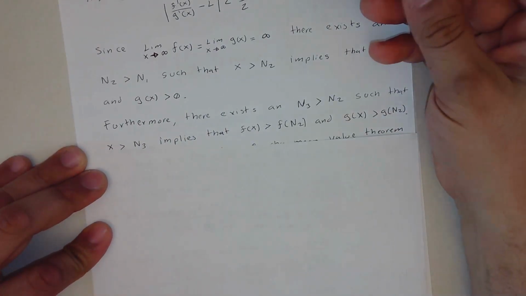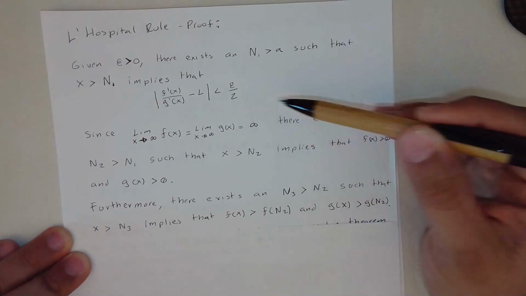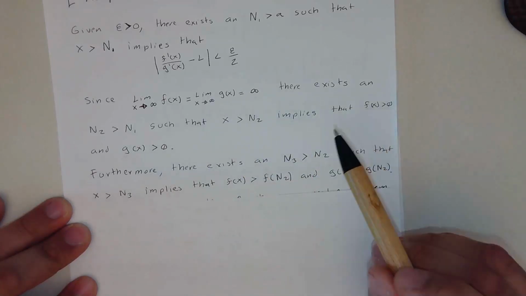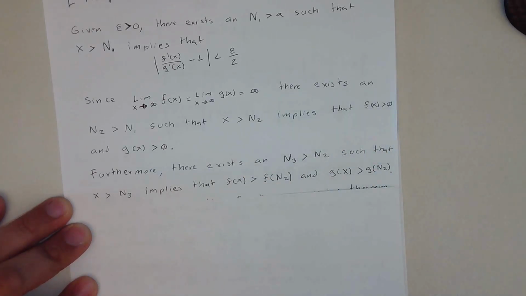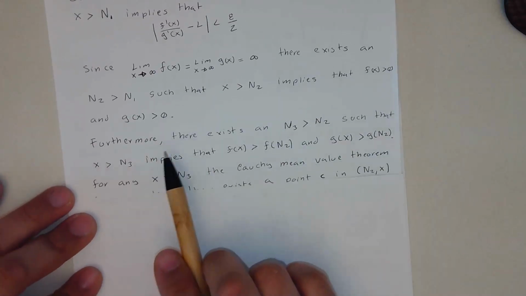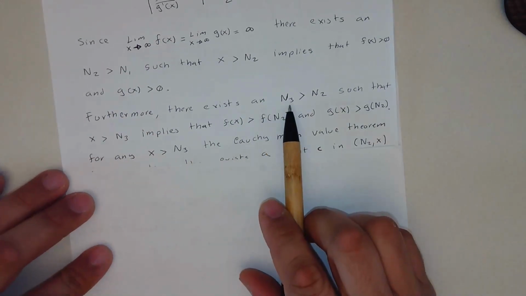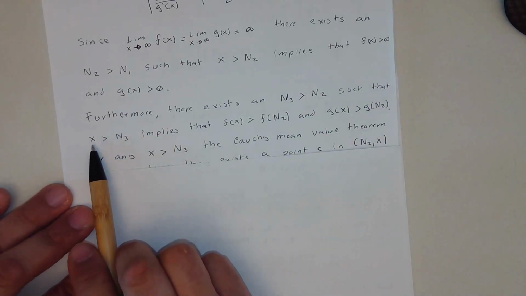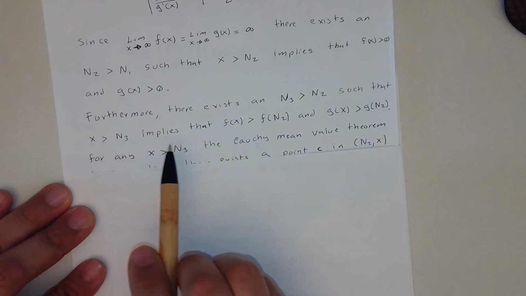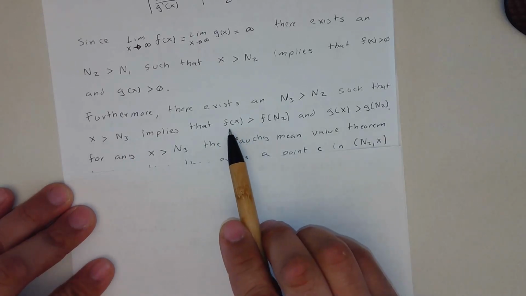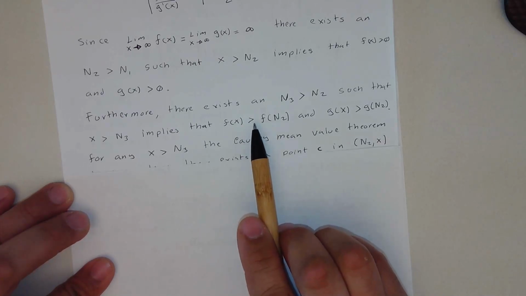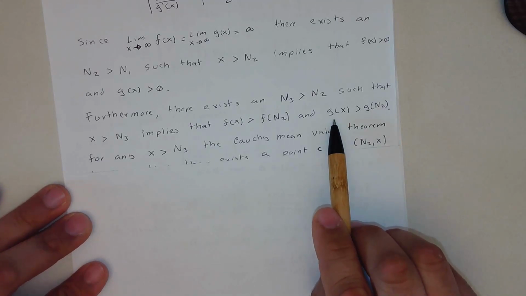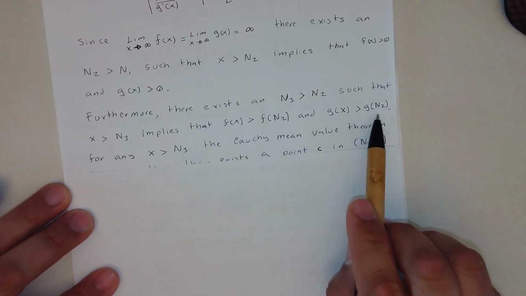So now we have two things. We have this one, and we have that there is a number that will make both functions evaluated in an x that will be greater than 0. Then furthermore, there exists a number n3 greater than n2, such that for every x that is greater than n3 implies that f of x will be greater than the evaluation of f of n2, and g of x will be greater than g of n2.